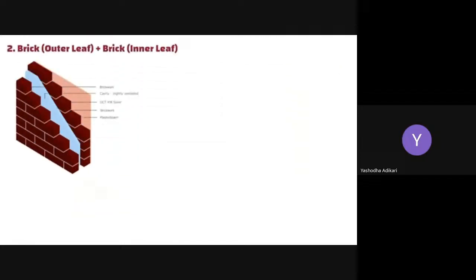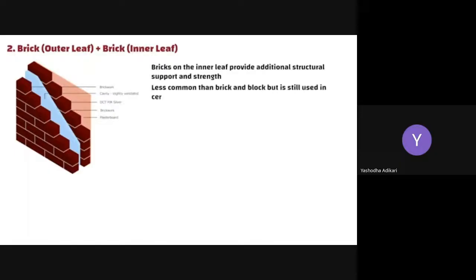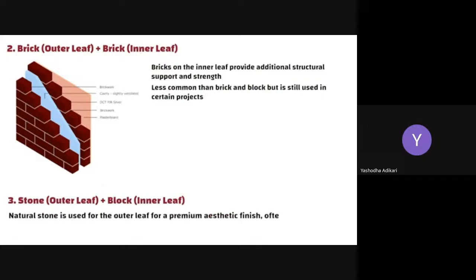Brick plus brick. Bricks on the inner leaf provide additional structural support and strength. This combination is less common than brick and block, but it's still used in certain projects. Stone plus block. Natural stone is used for the outer leaf for a premium aesthetic finish, often found in historic or high-end projects.